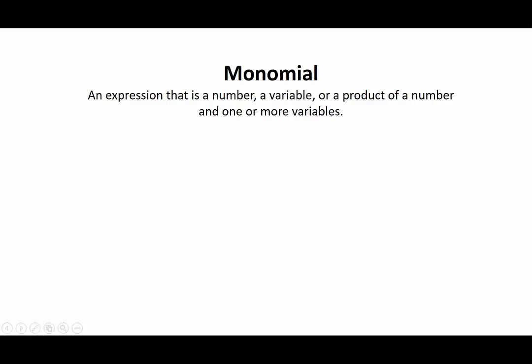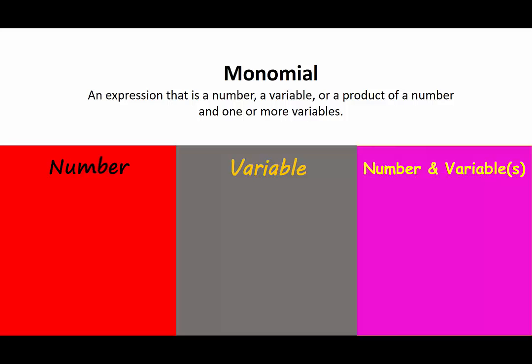Hi there, this video is on finding the degree of a monomial. A monomial is an expression that is a number, a variable, or a product of a number and one or more variables. Let's look at some examples. Any number is a monomial. Things like -4, 1/2, or 17.